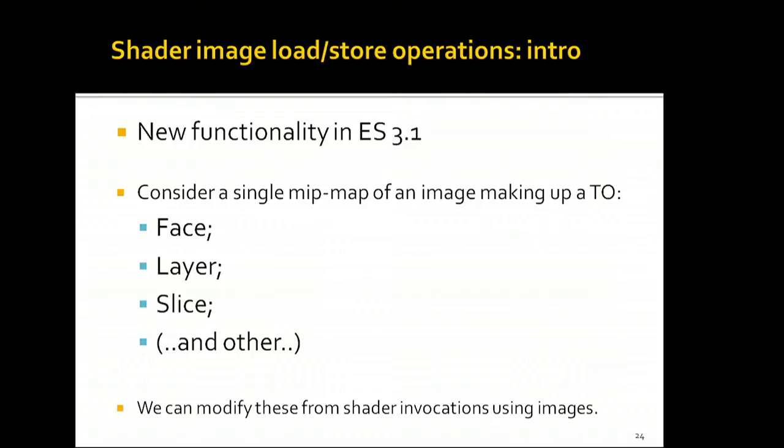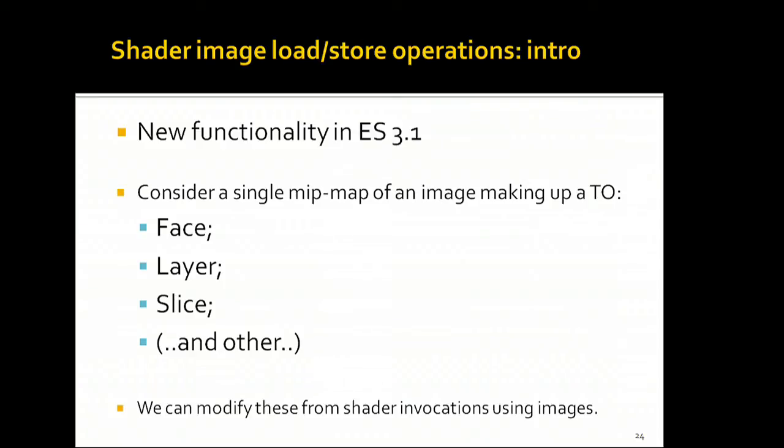OK, so this is something that I consider to be a very nifty feature in OpenGL ES 3.1. So this is images. Have you ever worked with images? No. OK, so let's look at it this way. Consider a single mip level of an image that makes up a texture object. So this could be a cube map face, a single layer of a 3D texture, or a slice, or whatever.